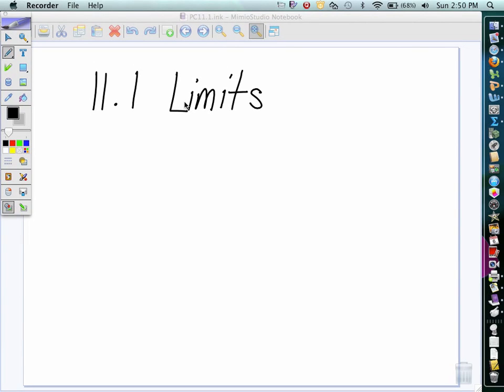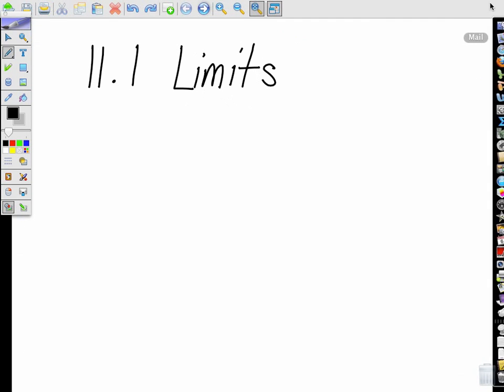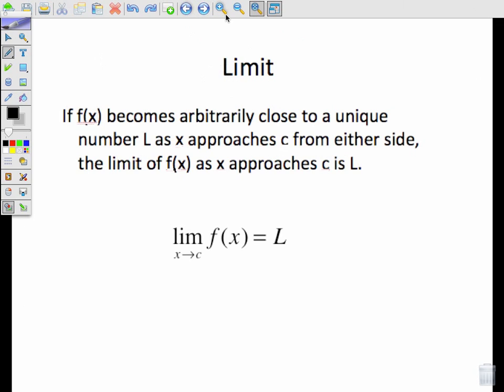Section 11.1, and we are now going to start our last chapter, and this is on limits. Here we go with the definition of a limit. If f of x arbitrarily becomes arbitrarily close to a unique number L as x approaches c from either side, the limit of f of x as x approaches c is L.